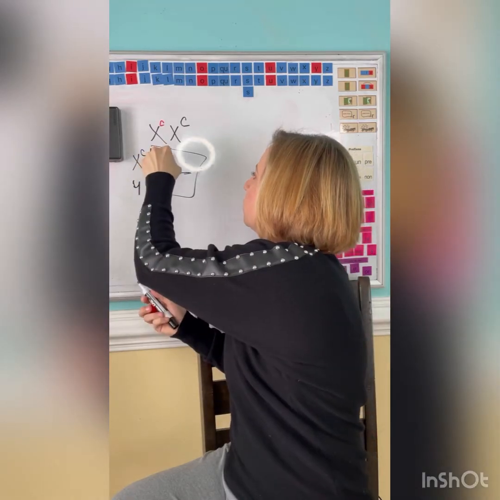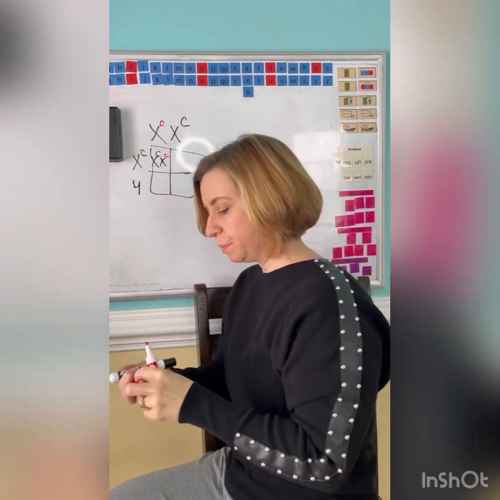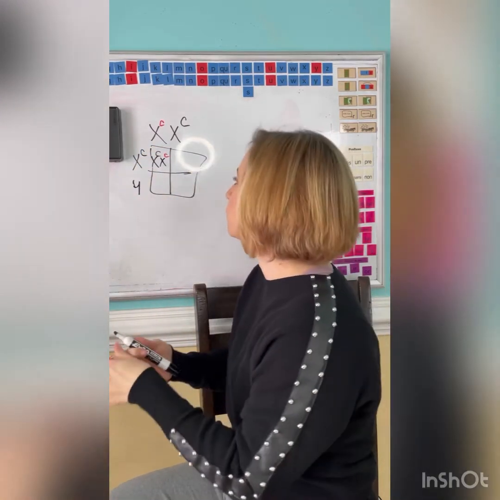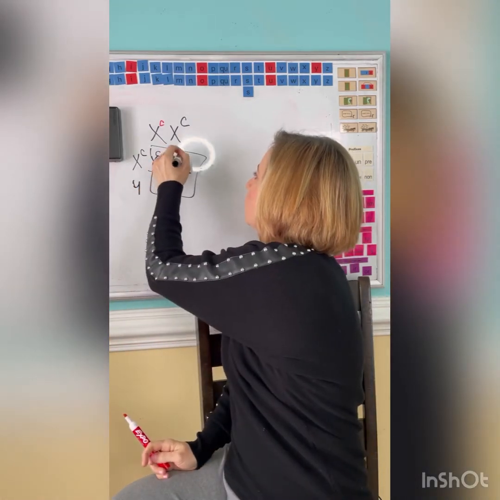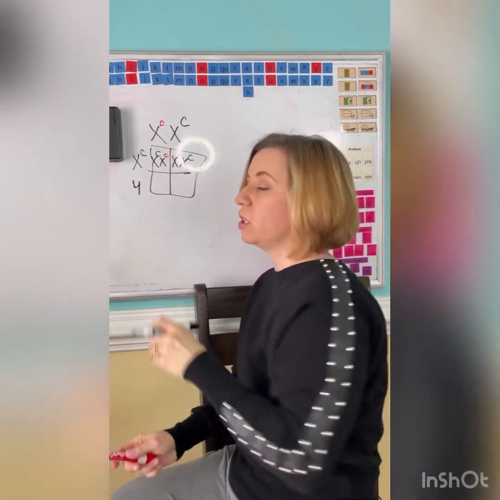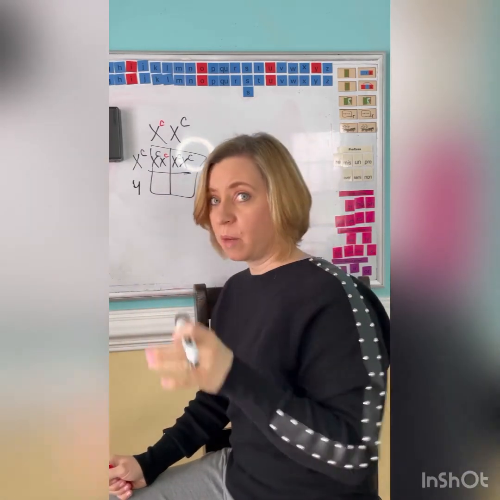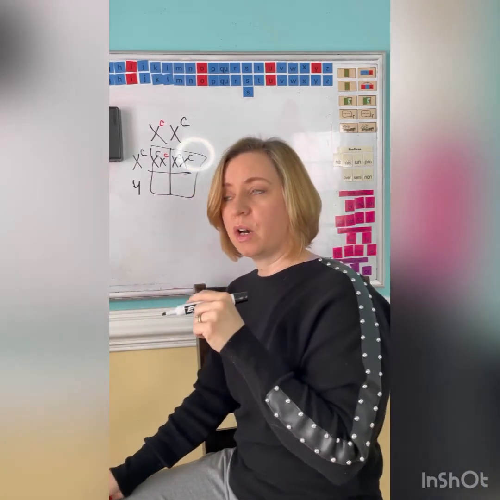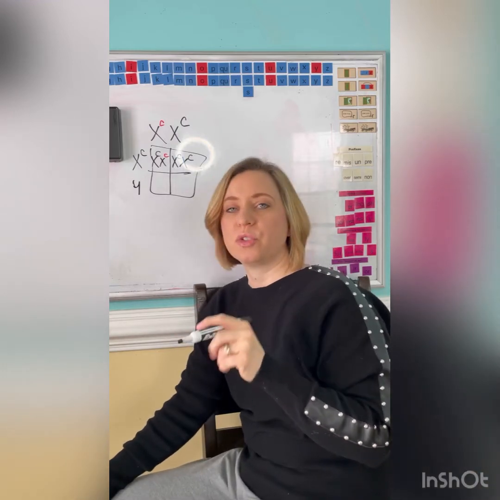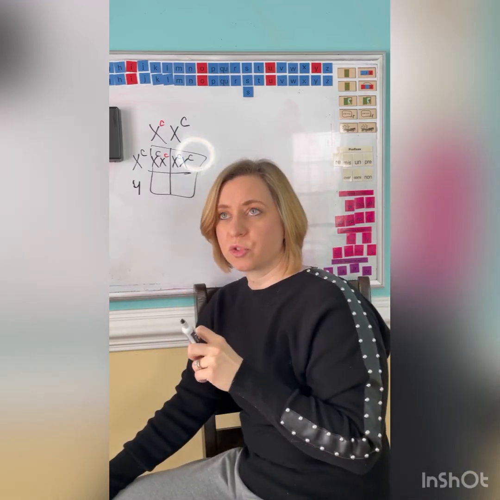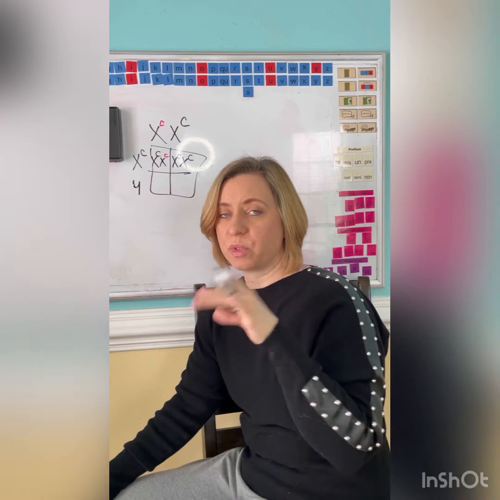So this one would be a female carrier here. This would be a female with both dominant genes, so she would not be a carrier. Both of those females would not be colorblind because, as we learned before, in order to have the colorblind trait or to show it, you have to have both recessive genes.